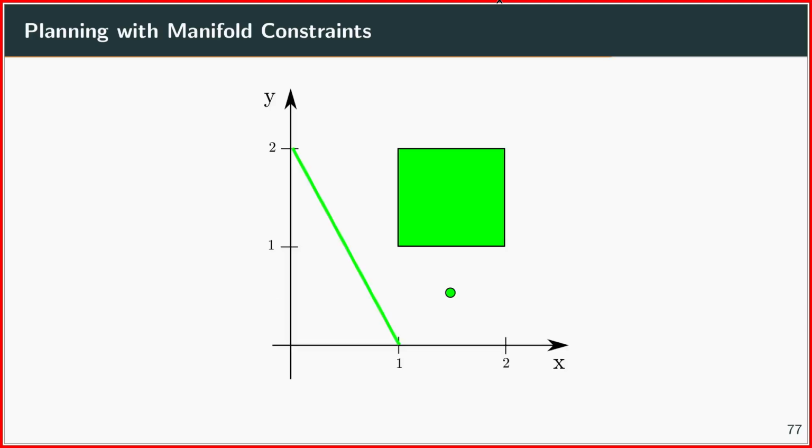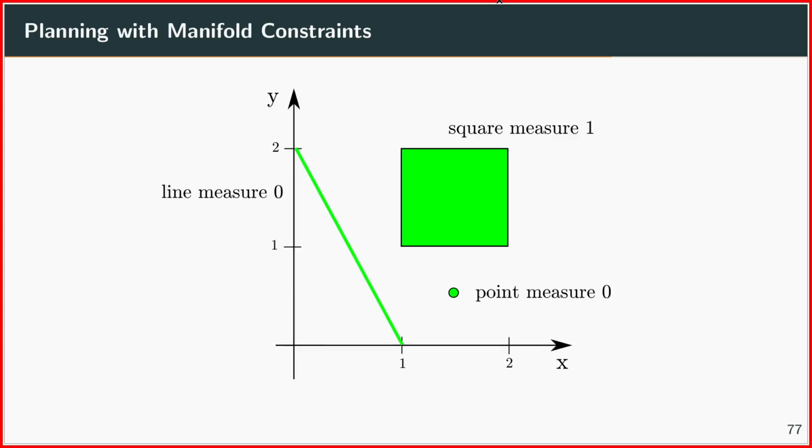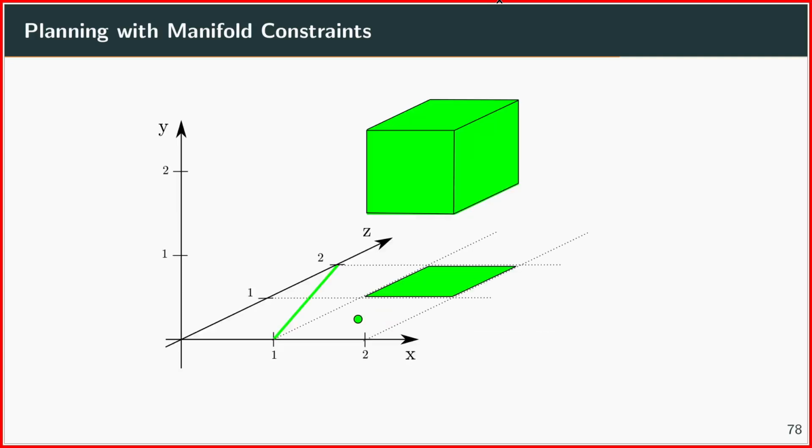And in 2D, what do you think would be the volume of those three objects here? Yes? The square would be 1, and the line and the point would be 0. The line would be what? A line would be 0. Yeah. And the point? Would be also 0. Yeah, that is true. And in 3D, I guess that is also easy. What do you think would be the measure?